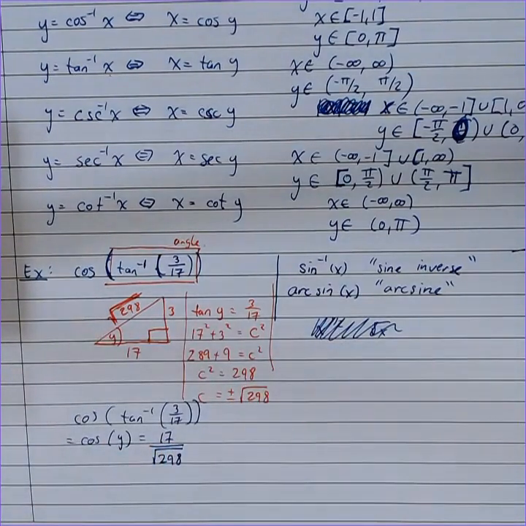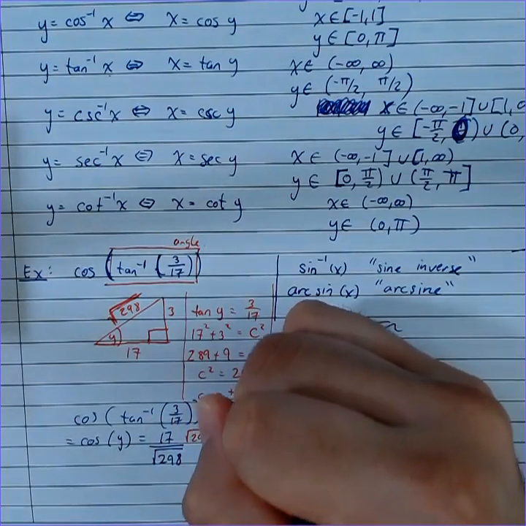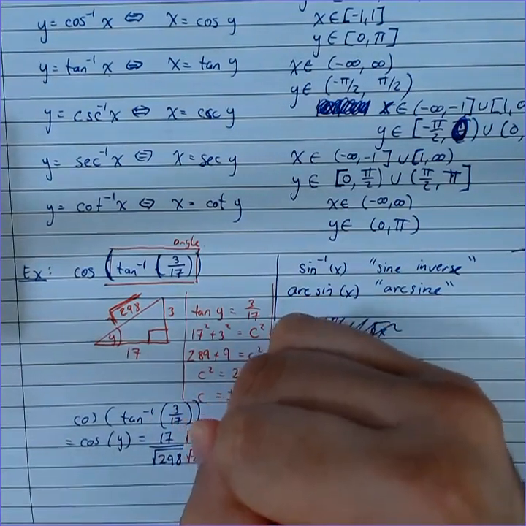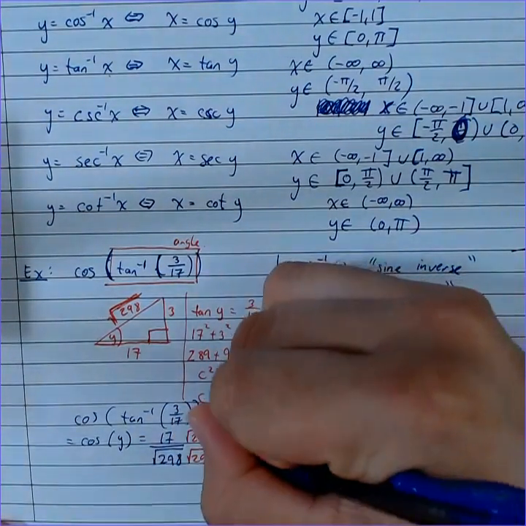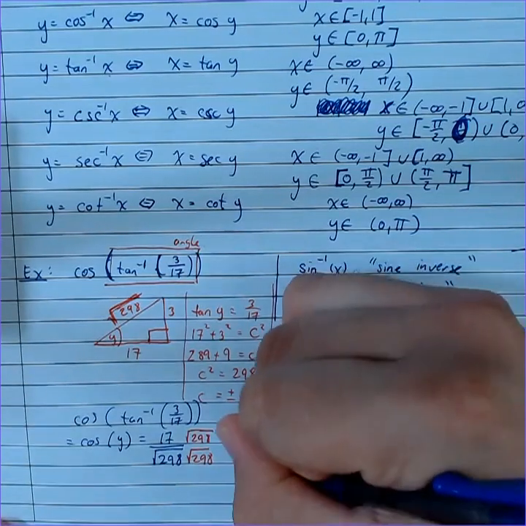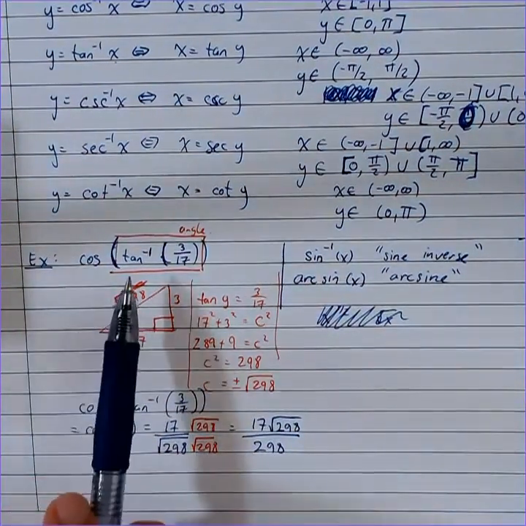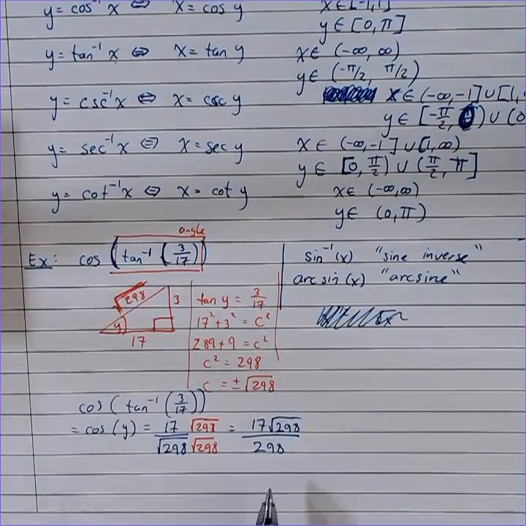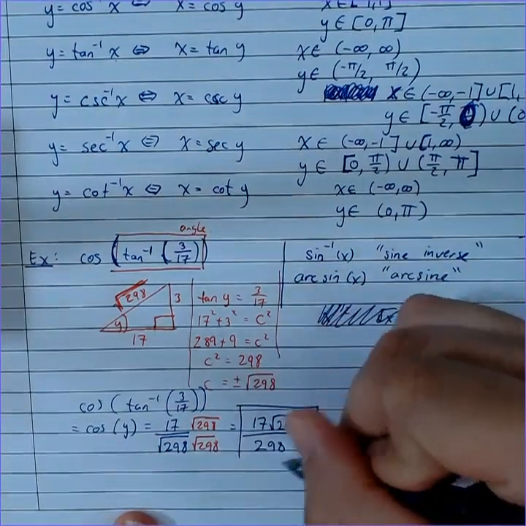Just like that. I can go ahead and rationalize that. Multiply top and bottom by square root of 298. Just like that. And so this gives us a result of 17 root 298 over 298. And there we go. That's the cosine of the arctangent of 3/17. It's going to be 17 root 298 over 298.